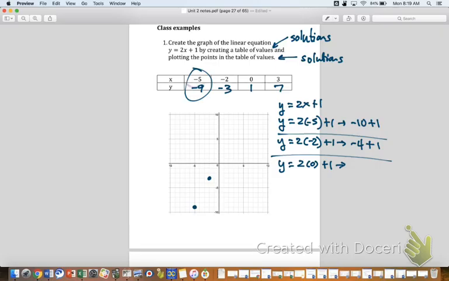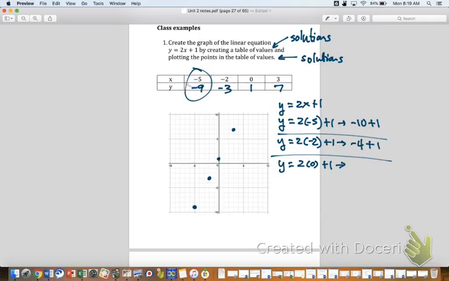0, 1 means go left or right 0, up 1. There's that point. And then 3, 7. You watching carefully? What did I do wrong? You swapped the... Didn't I actually graph 7, 3 instead of 3, 7? So make sure you're really careful with that. You see that happen sometimes. 3, 7, it's right about there.